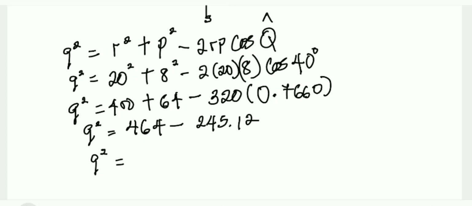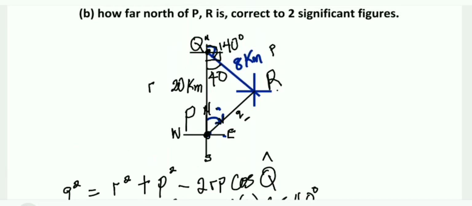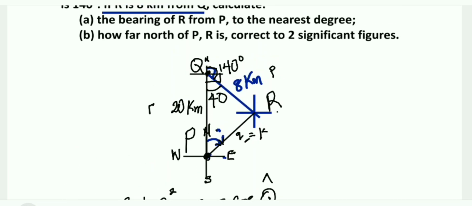So now subtract this. 464 minus 245.12, and that is 218.88, and then you find the square root of this. The square root of 218.88 is 14.79 kilometers, and that's the value of this q. Now that we found this as 14.79 kilometers, it makes it much easier for us to find this bearing.